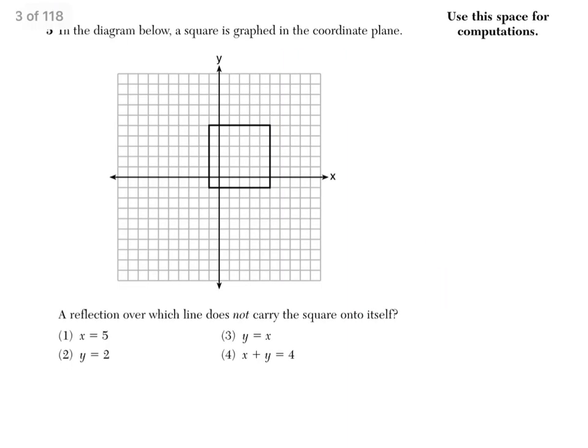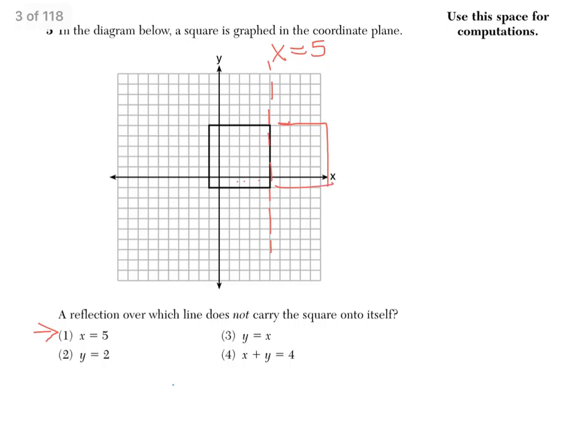Number 5, in the diagram below, a square is graphed in the coordinate plane. A reflection over which line does not carry the square onto itself? So if I draw a line for choice 1, x is equal to 5, so where x is 5, I draw my dashed line, and if I reflect this figure over the dashed line, I get the square over here. So that does not reflect onto itself.